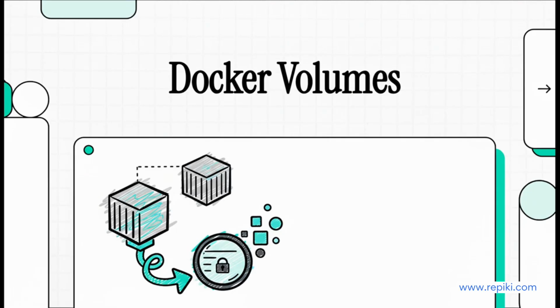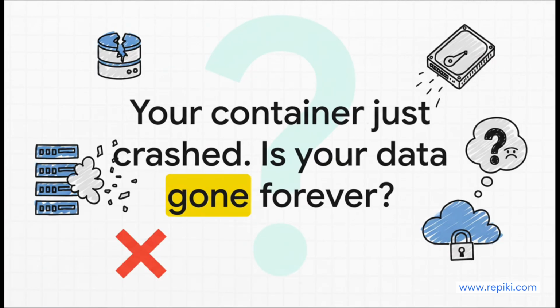Today, we're tackling a really fundamental challenge in the world of containers. How do you save your data when everything is designed to be temporary? Okay, let's start with a scenario that, well, every developer dreads. Imagine this. You've got a database running, your app is writing all this critical information to it, and then, poof, the container just vanishes. It crashes. So, is that data gone forever?